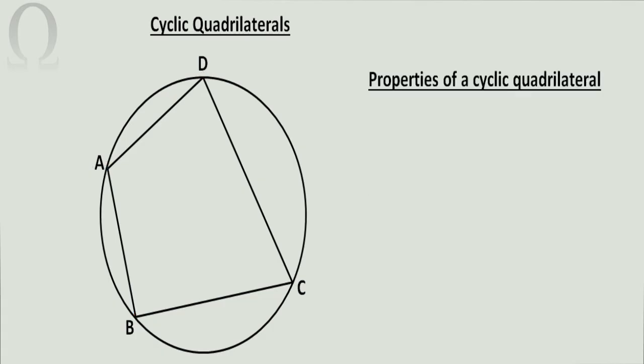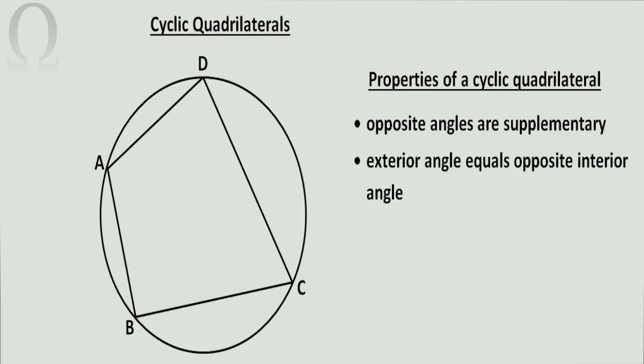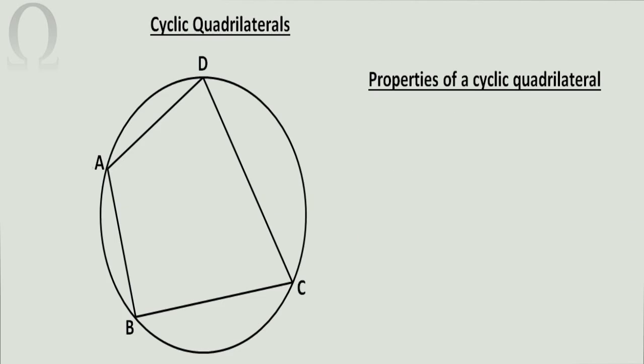The opposite angles of a cyclic quadrilateral are supplementary. The exterior angle of a cyclic quadrilateral equals the opposite interior angle. And the angles in the same segment of the circle are equal. Let's look at each property in more detail.